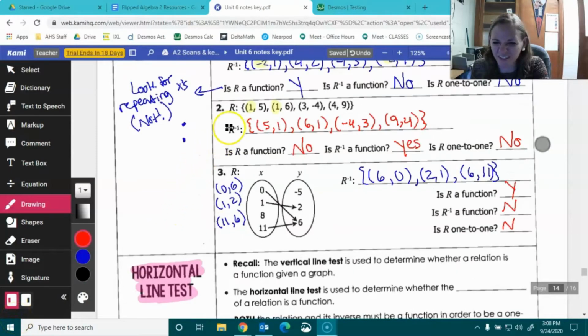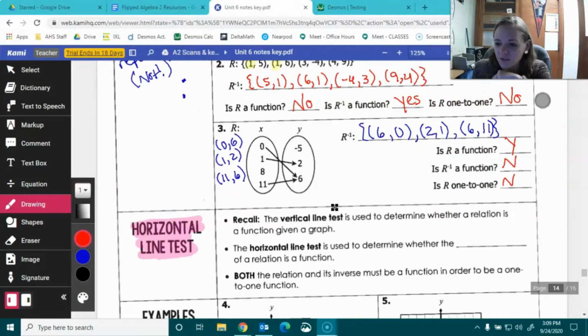Hey! Alright, here are your answers. Number 2. We have a matching set of x's for the original, so that would fail the vertical line test. And then here's your inverse. So therefore the first one is not a function. The inverse is a function, making neither there. So my original is not a one-to-one function because one of these is not a function.